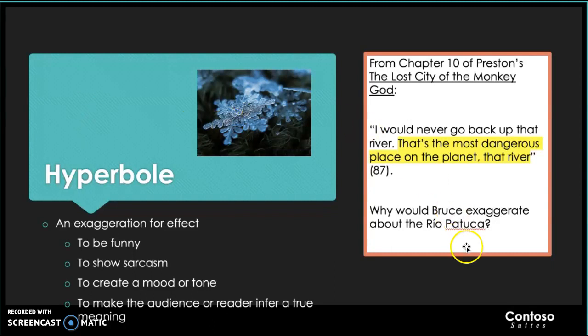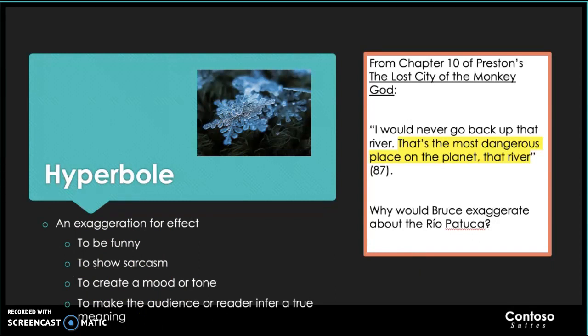But here's chapter 10 of Preston's book, and he says, "I would never go back up that river. It's the most dangerous place on the planet, that river." So this was Bruce Heinecke, right? And he was exaggerating about Rio Patuca, whatever, the river that he was in. Remember the one where the jaguar leaped out at him? So, again, why would he exaggerate? Why did he choose to do that?